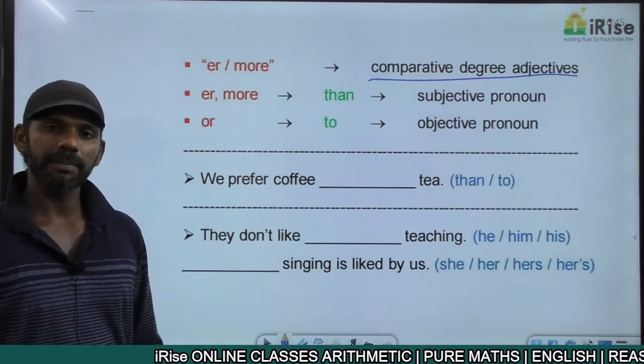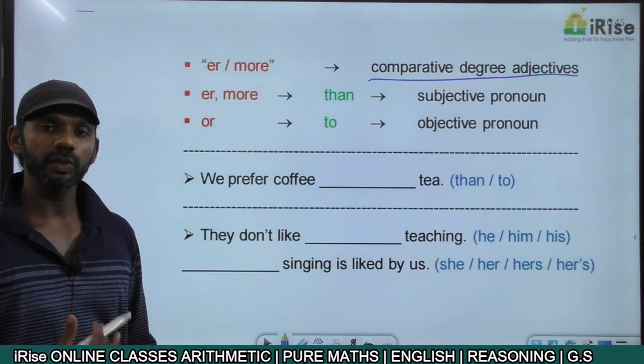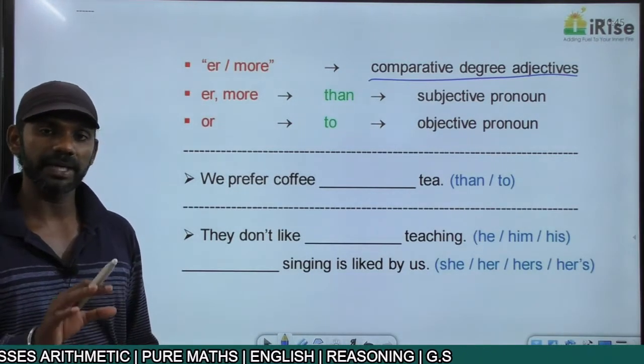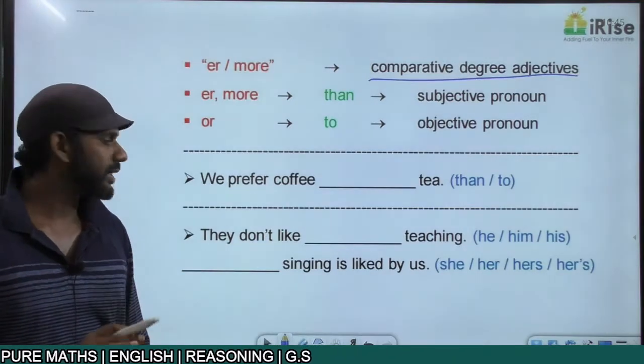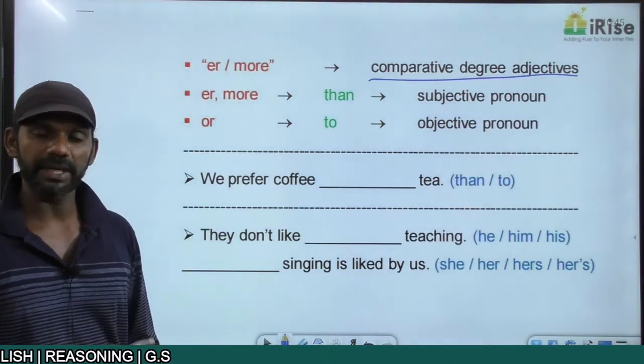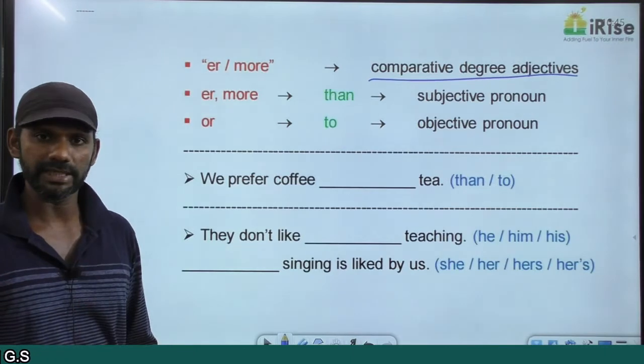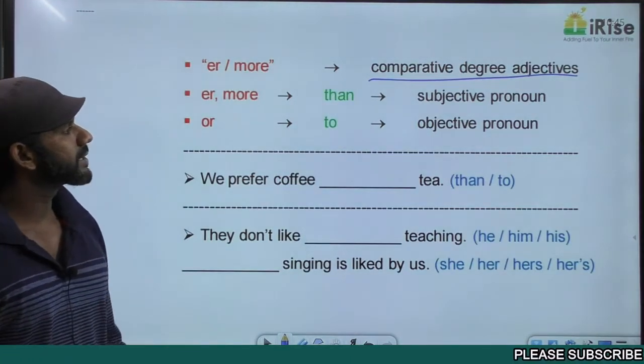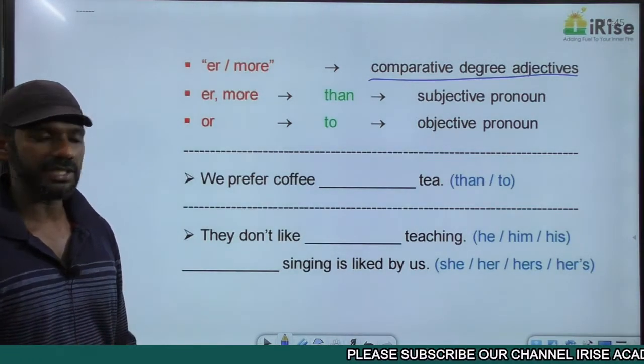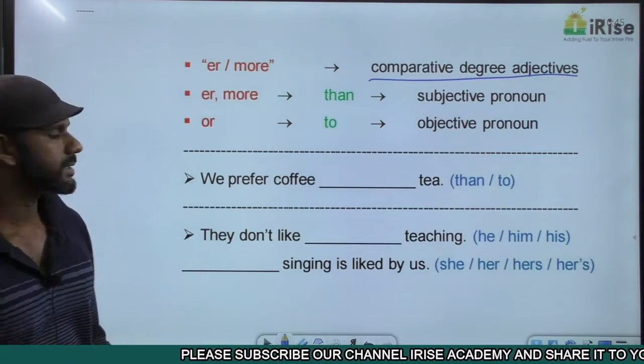These words are called comparative degree adjectives because we use these words only when we compare two entities. ER words and more words can be used only when a comparison is brought about between two entities. Now these ER words and more words are called comparative degree adjectives. Now the rule is this.